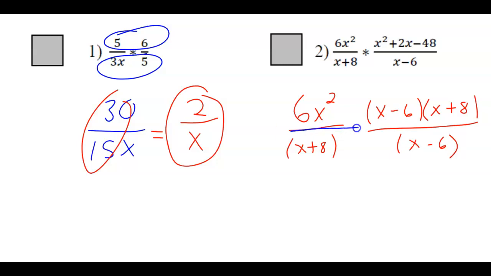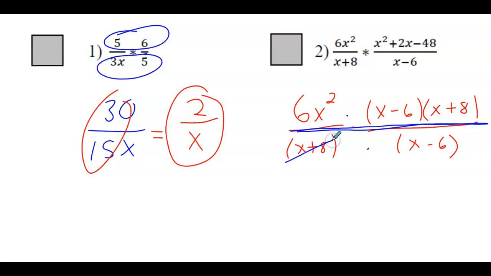So when we multiply fractions, the numerator just gets multiplied by the numerator, and the denominator gets multiplied by the denominator. So you can basically just think of it as one big fraction. Okay, and then you just cancel any factors that occur on the numerator and also on the denominator.